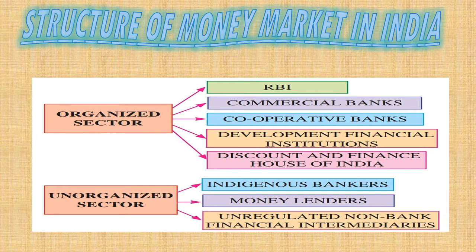The money market in India is divided into two parts. It comprises both the organized sector as well as the unorganized sector. The organized sector includes the Reserve Bank of India, that is RBI, commercial banks, cooperative banks, development financial institutions, and Discount and Finance House of India.